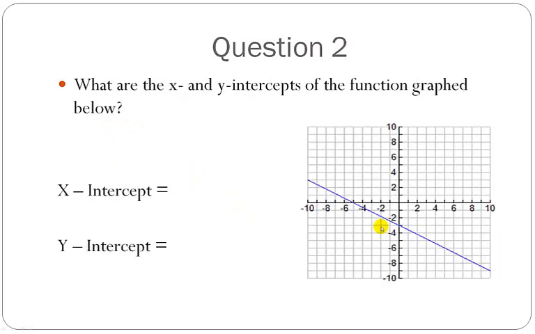For this problem, they just want us to find the x and y intercept. So we know that x-intercept is where it crosses the x-axis, and the y-intercept is where it crosses the y-axis. So it crosses the y-axis right here at the point 0, negative 3. That's the y-intercept. The x-intercept, like I said, is where it crosses the x-axis, and that's at the point negative 5, 0.